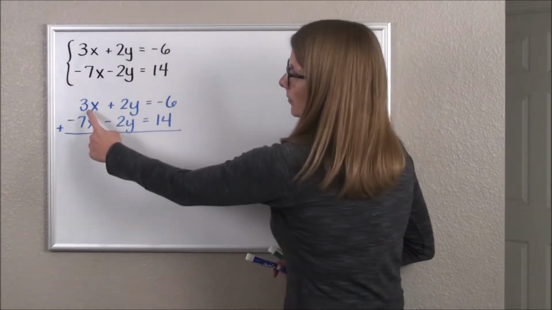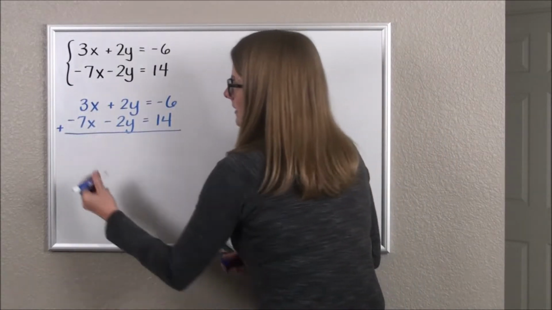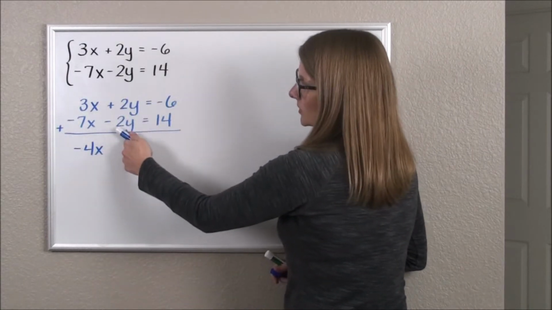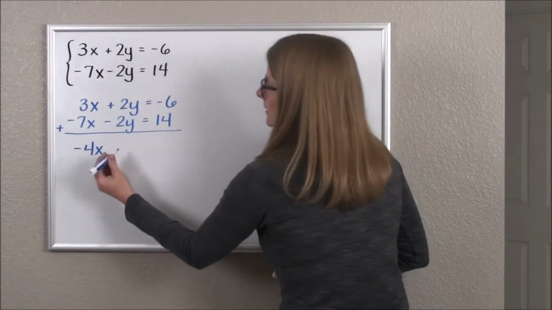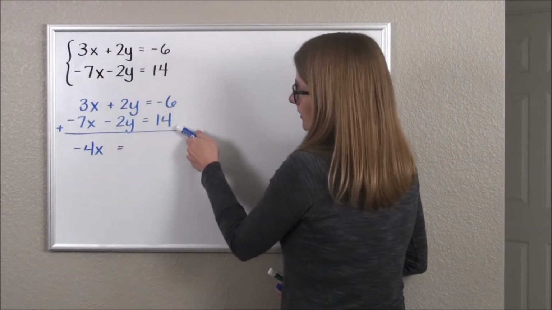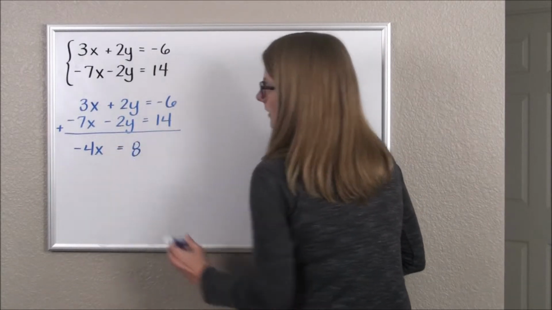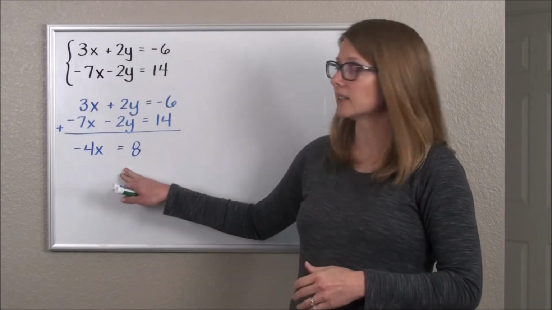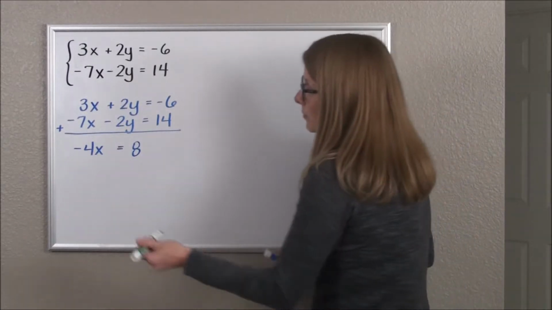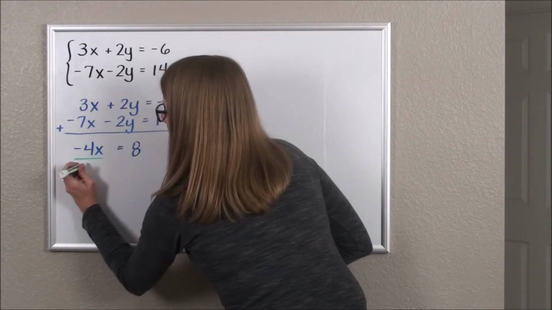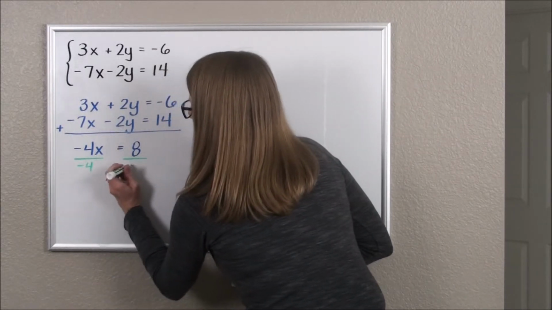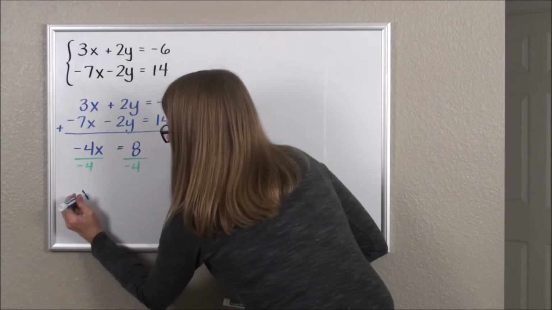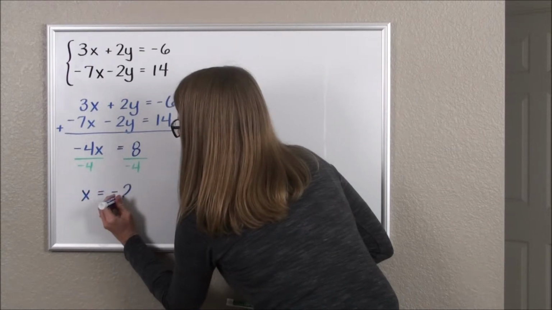And when I add them, the 3x plus the negative 7x, that's going to give me negative 4x. The 2y minus 2y cancels or eliminates from the system. And then the negative 6 plus the 14 will give me 8. And I've reduced this now to a much easier linear equation. Negative 4x equals 8. To solve for x, I will remove the negative 4, which is currently attached with multiplication. So I will detach by dividing by negative 4 on both sides. This leaves me with x equals negative 2.